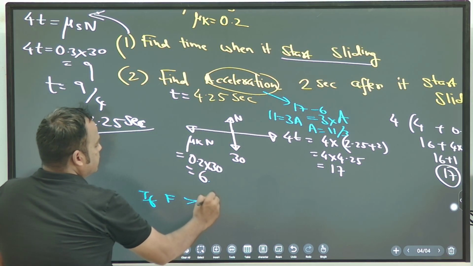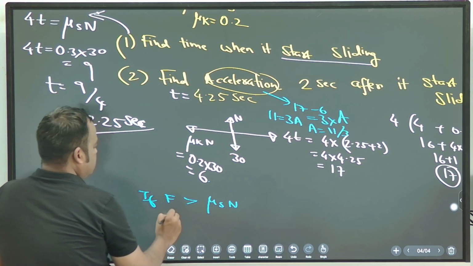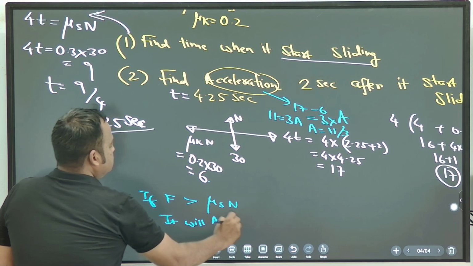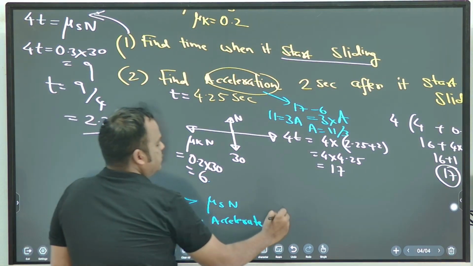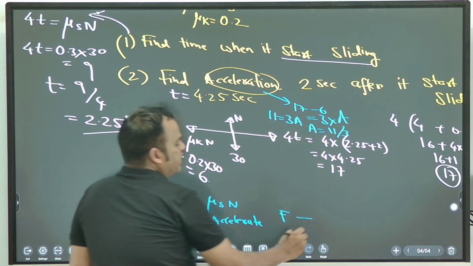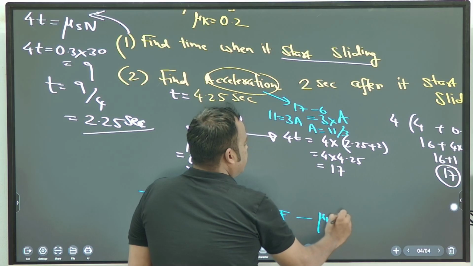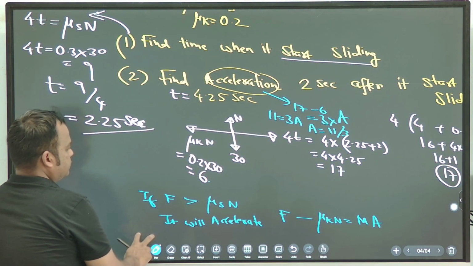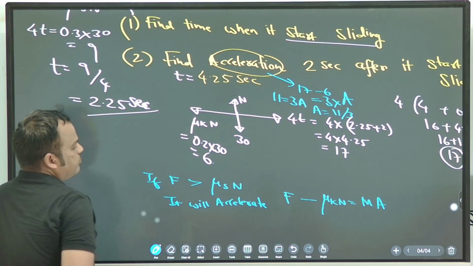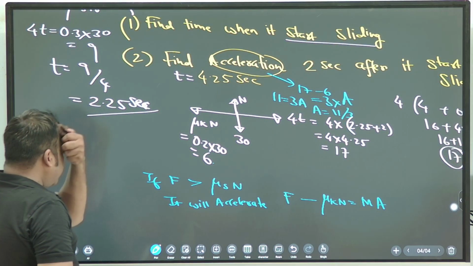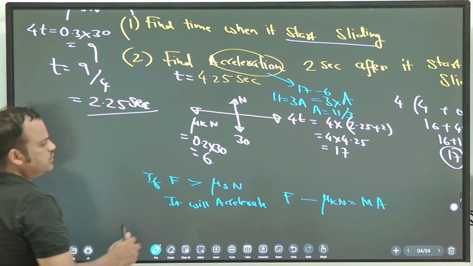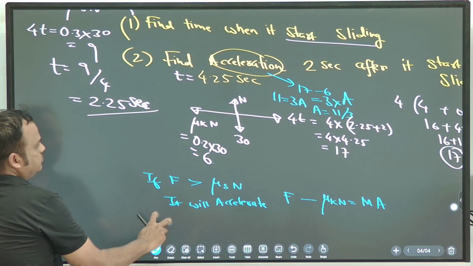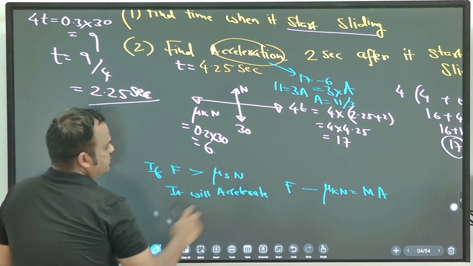If F is greater than mu s N, it will accelerate. The block will accelerate. So F minus mu k N is equal to ma, because acceleration is there, so sliding is there. Sliding means kinetic friction. Okay, mu k N. Remember this.